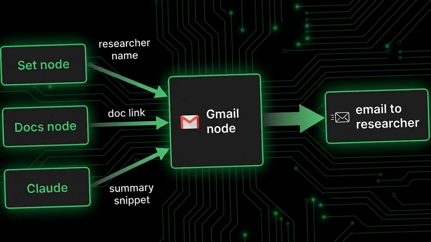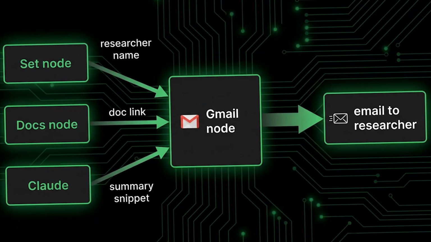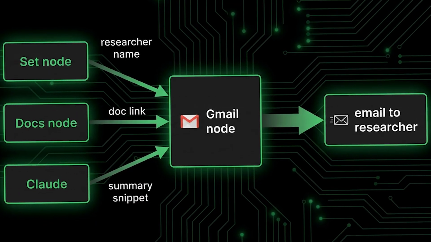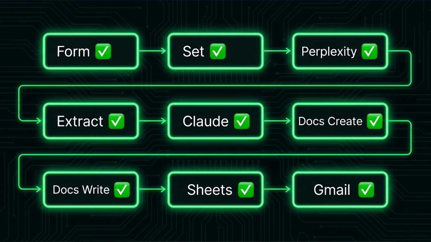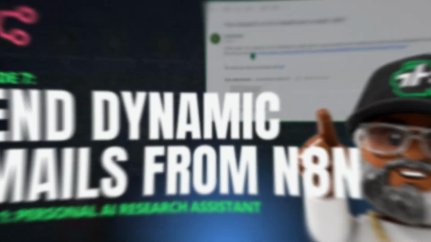Now your workflow creates a Google Doc and it logs every run to Sheets. But you or the researcher has no idea any of this happened. This episode is going to close that loop. We're adding Gmail so the researcher gets an email with their name, their topic, a summary snippet, and a direct link to their doc. When this node is done, you'll have a complete working AI research assistant. Form to email. Version 1 ships today.